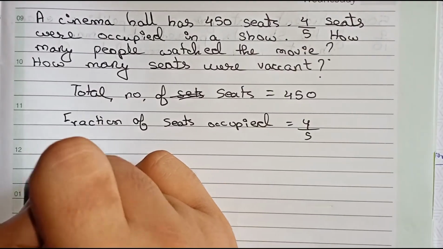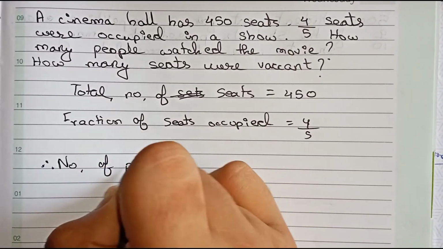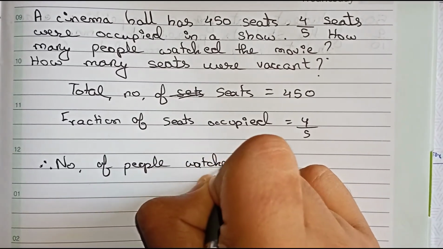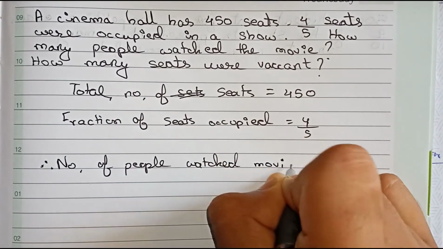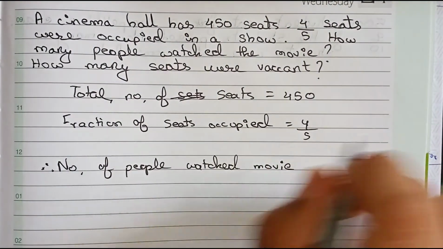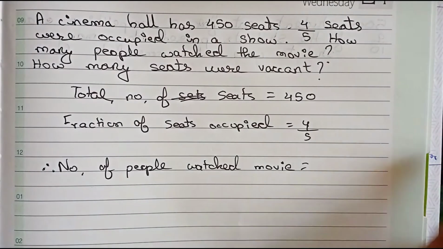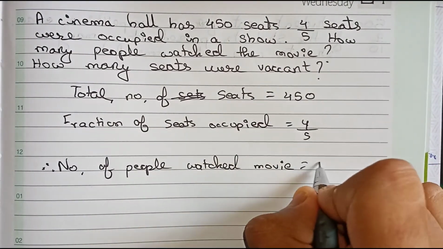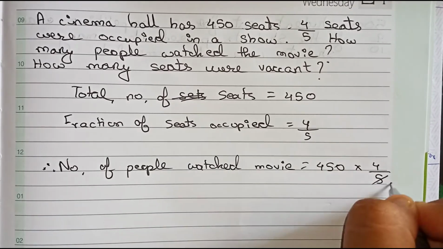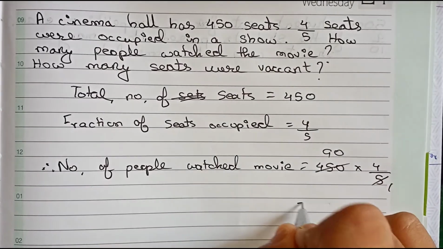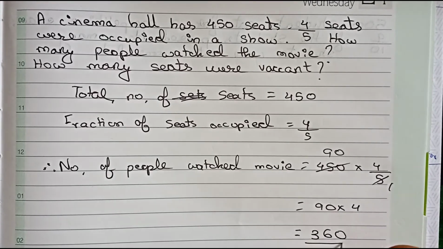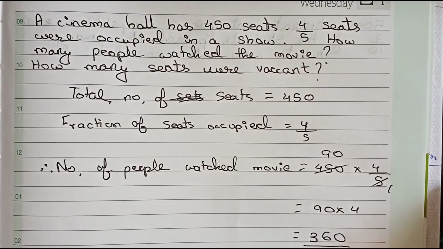So now we write the number of people who watched a movie. So the number of people who watched a movie means how many seats were occupied. So therefore 4 by 5 of the people watched a movie. So the number of people means 450 into 4 by 5. So first we cut 5 and 450. It becomes 90. So now it becomes 90 into 4, which is equal to 360. So therefore this many people watched a movie.